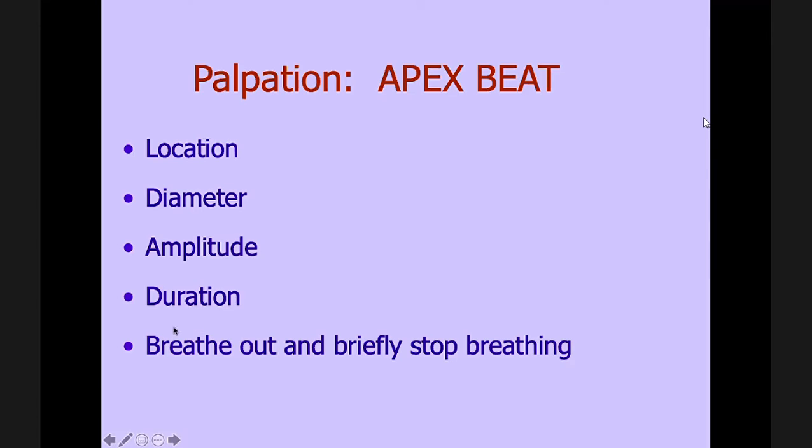So, is it affected by breathing? You let your patient breathe out and briefly stop breathing. Kung hindi siya nawawalaan dyan, you can actually easily locate where the apex beat is. So that's one maneuver. Kasi minsan, nahirapan kayo to locate the apex beat because there are other pulsations. So you can do this maneuver.